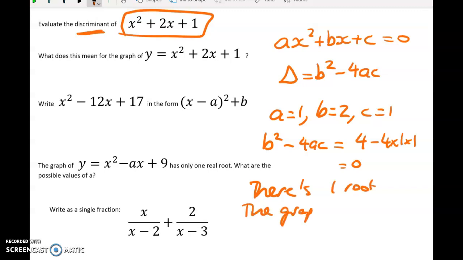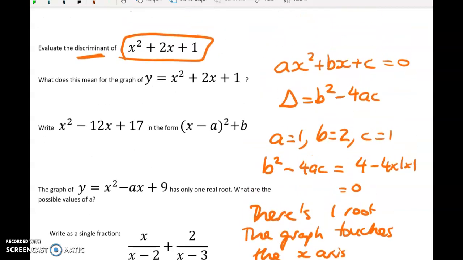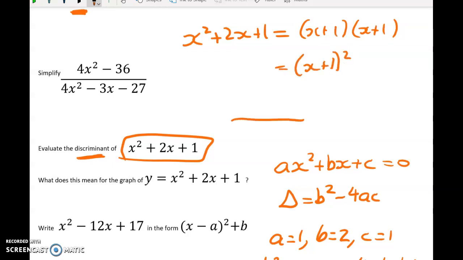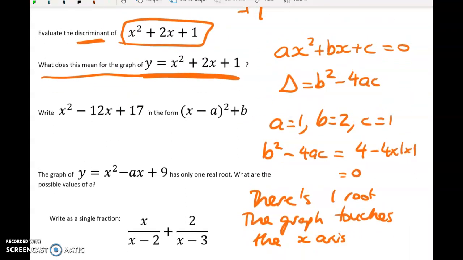the graph touches the x-axis. So for this particular one here, you can go back up here, x squared plus 2x plus 1, you can see it factorizes into a perfect square, which is x plus 1 squared. So if you look at it like that, that fits with the idea of the discriminant being 0, because it's a parabola that just touches at -1. Okay, so that's that question answered. What does it mean for the graph? Well, it means that it just touches the x-axis and it's got one root.